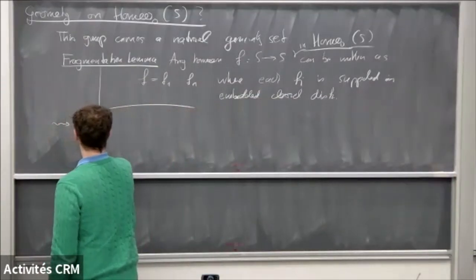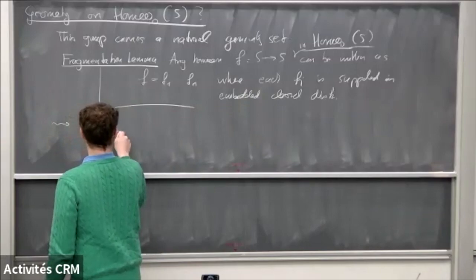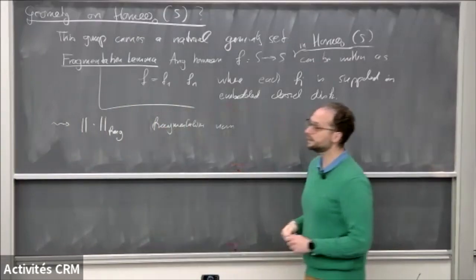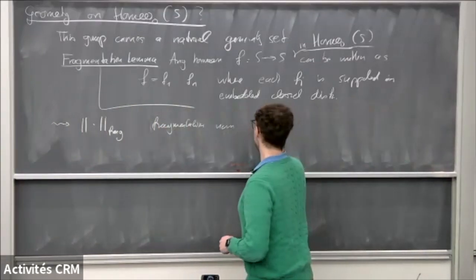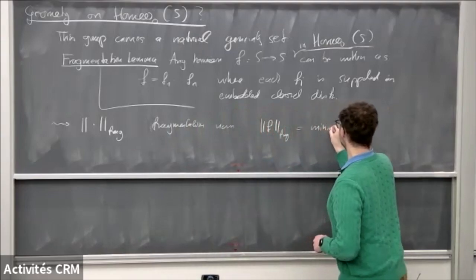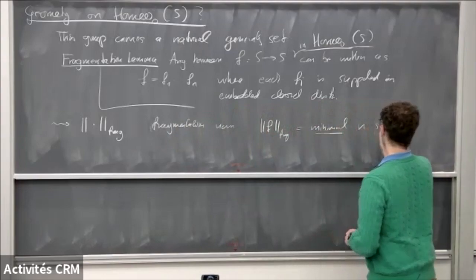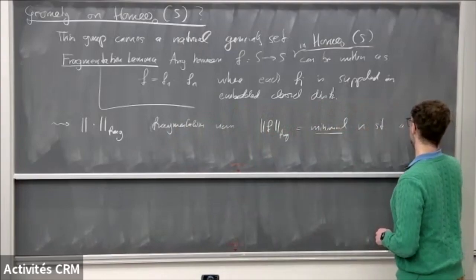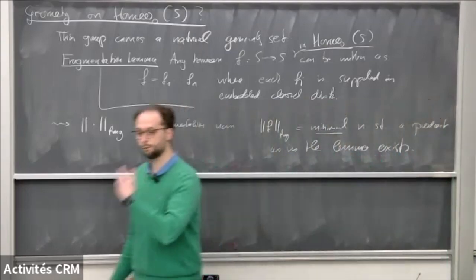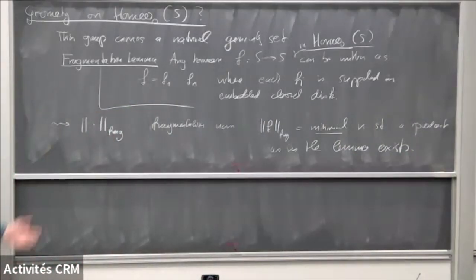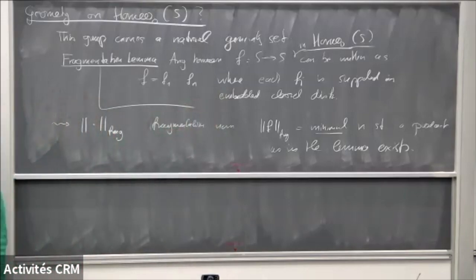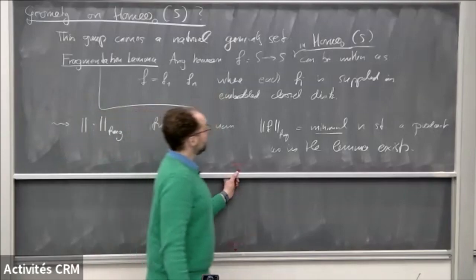And now this gives me a conjugation invariant fragmentation norm on the group in the usual way, where you just say the fragmentation norm of F is the minimal n such that a decomposition as in the lemma exists. And so in other words, it is the word norm for the generating set, where your generating set is all the stuff that's supported in an embedded disk. Okay, so this is nice.